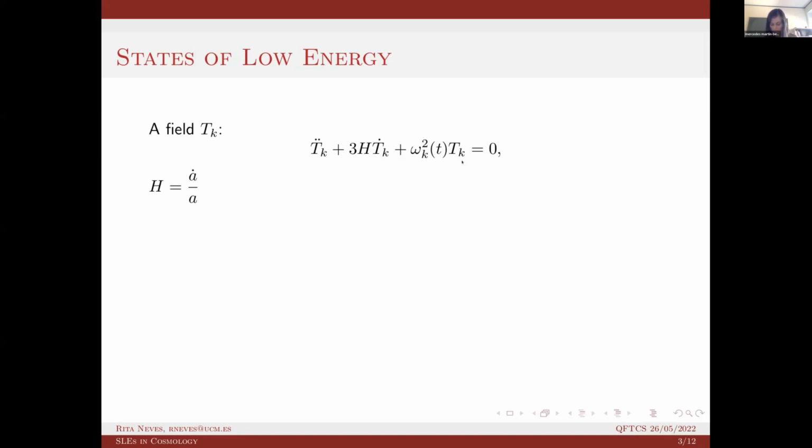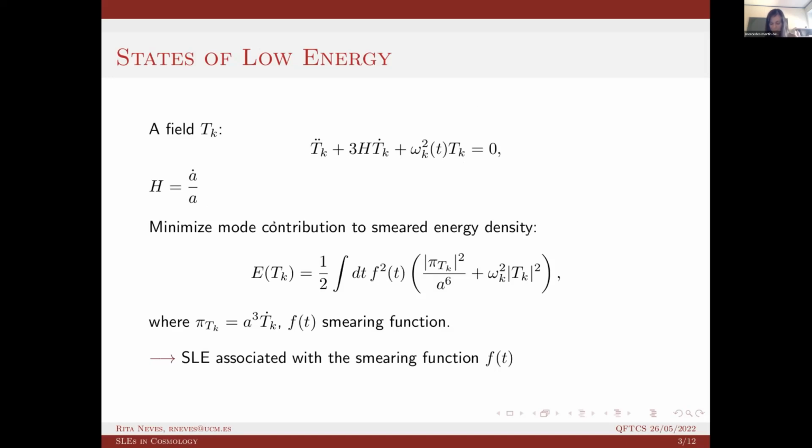The idea of states of low energy is that they minimize the mode contribution to the smeared energy density, so that would be this quantity E. In parentheses here inside the integral, we have the energy density of the mode at a given time. And what we do is smear it with this smearing function f. f is smooth, positive and compactly supported, so we can define directly f squared, which we will use further on. We smear the energy density along a given time window given by f. And the total smeared energy density would then be an integral over all the modes of this quantity.